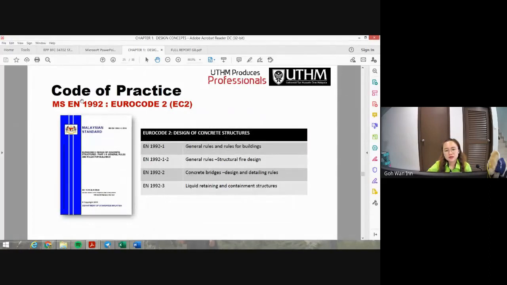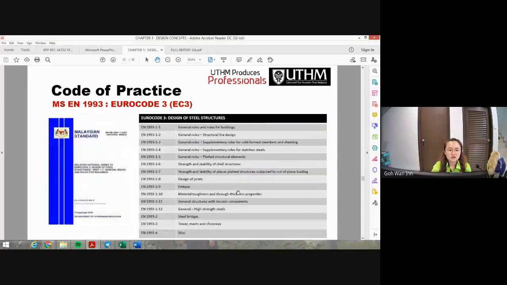Okay, so for MS EN 1992, the Eurocode 2, they have general rules and rules for buildings, general rules for structural fire design, and concrete bridges for design and detailing rules, and liquid retaining and containment structures. Okay, don't worry, when we go through the calculation examples, you will start to open it, like where you can find it and so on.